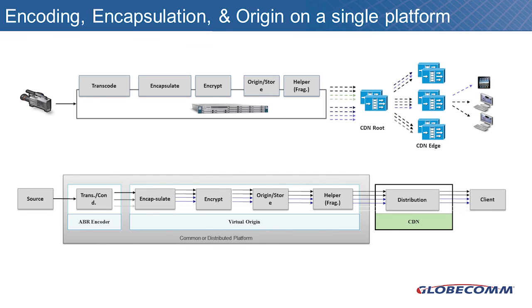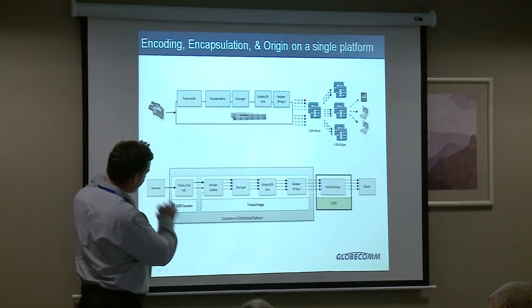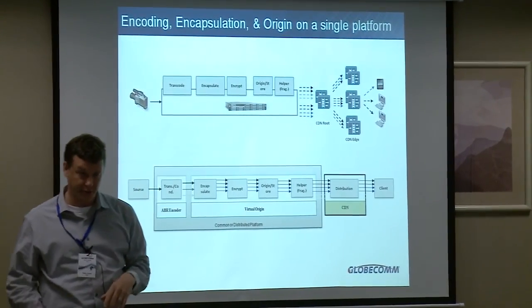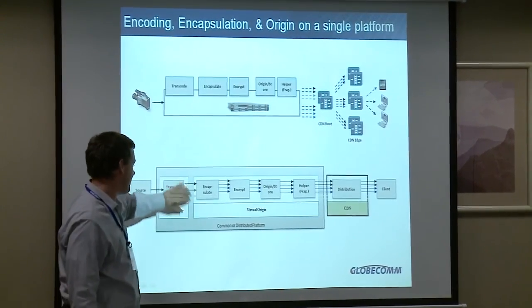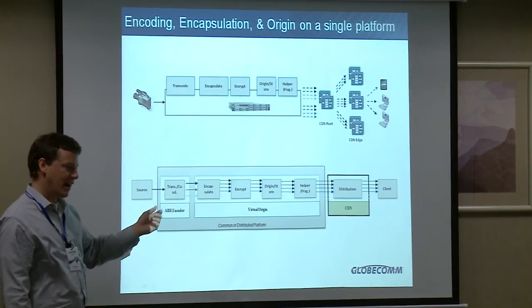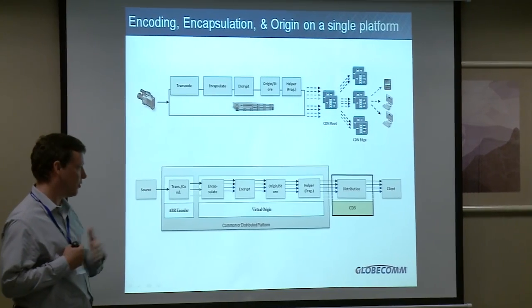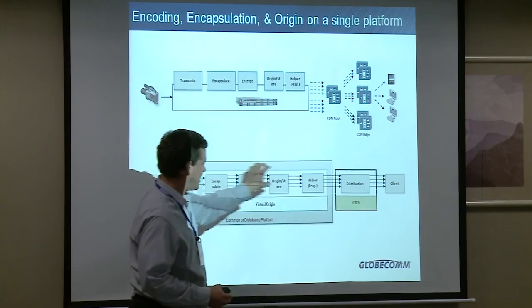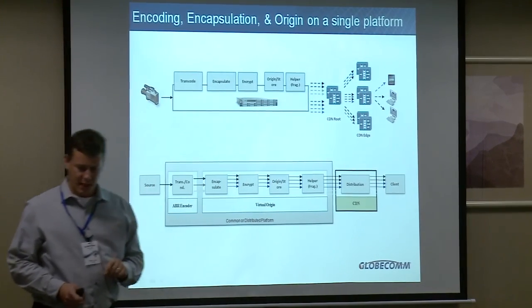What if you take all of that pre-functionality and make it a single platform? So make transcode, encapsulation, encrypt, origin, and helper all on one box, or at least all on one software system. And then you can basically take them apart, and the concept we have is what we call a virtual origin. We separate out the pure encode function, because we see that can be very easily offloaded to either hardware or to other appliances. And then you take all of the other functions and make them individual instantiations where you can scale them individually. And you can distribute them.